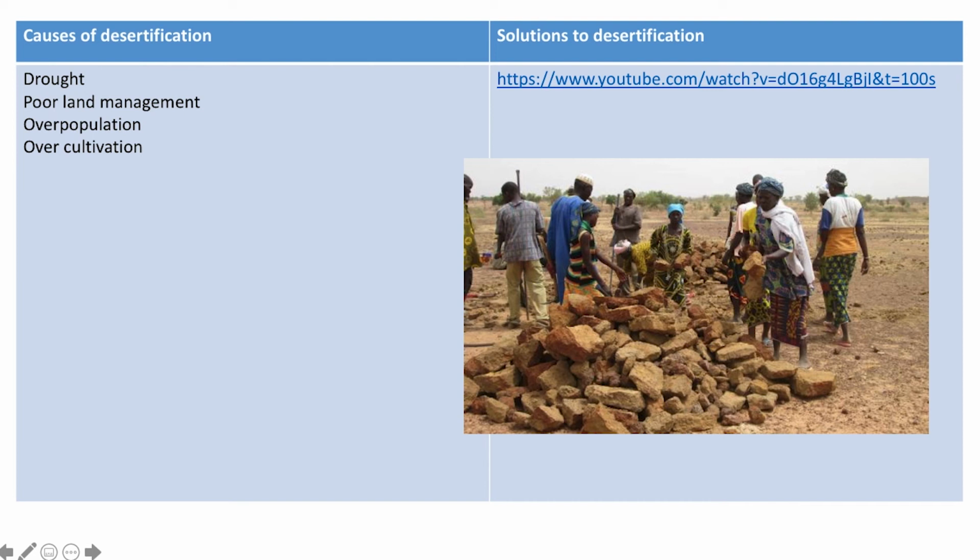The magic stones has been a phenomenal success, which has spread across Burkina Faso and into many other countries suffering with desertification. There are, however, other solutions, such as trying to plant more trees, making sure that animals aren't allowed to overgraze, and trying to reduce population through education and family planning. Let's take a look at the next page.